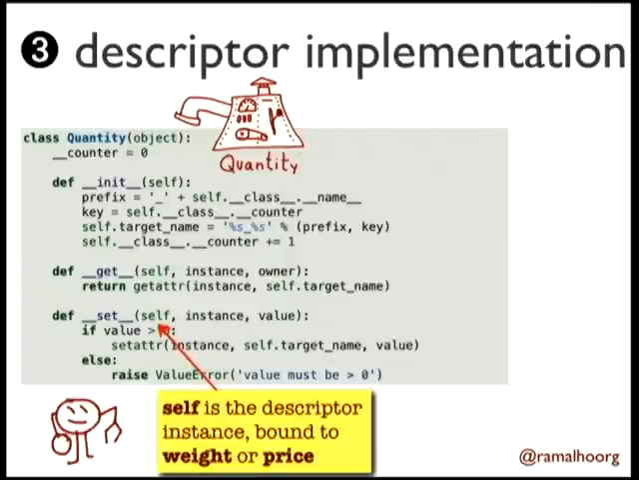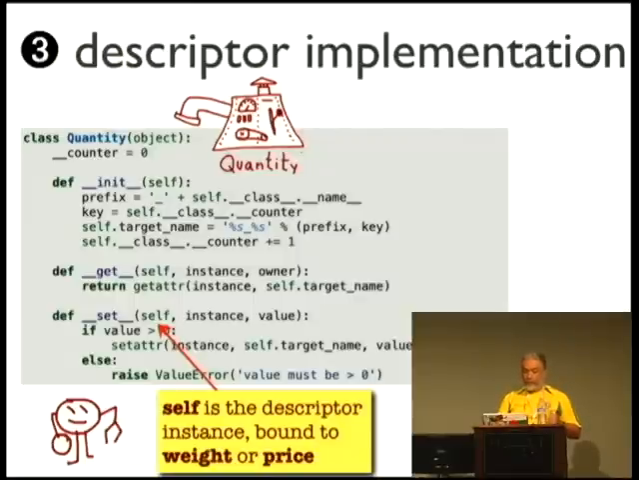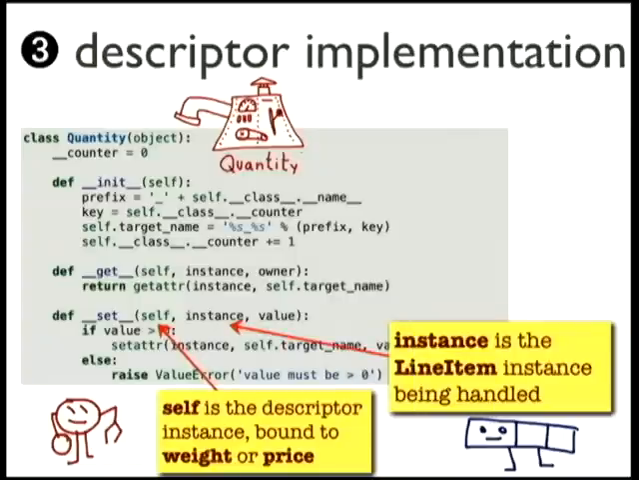And the tricky thing here is that self in the code of the descriptor doesn't have anything to do with the line item. Self is the descriptor itself, the little red guy. Okay? And one of these instances is bound to weight, and the other is bound to price. So self is a descriptor instance that's bound to either of these. On the call to set, the instance argument is the instance of the line item that is being handled. See? So now I hope it makes sense why get and set have those signatures.